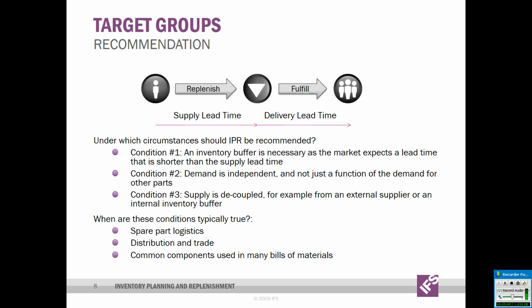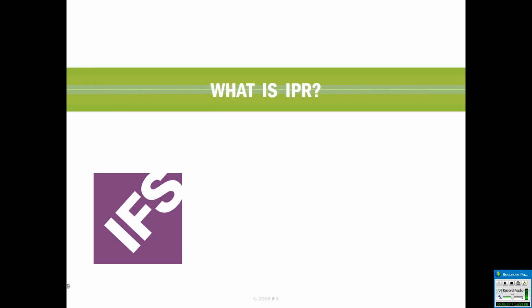Well, maybe we have an inventory buffer. Number two, maybe the demand is independent. In other words, it just comes from out of the clear. It's not a lower level item on a bill of material. It could be a service part, it could be something out of the blue. And that third condition is what we call decoupling. So the demand might be from an external supplier, and usually it's where we have spare parts, where we have high distribution, or where we have common components used in a lot of different bills of material. Sometimes there's not always demand for all those parts. Demand may be high for some end items, maybe low for other end items. So even though it might be an MRP part, MRP might not give you the whole solution.